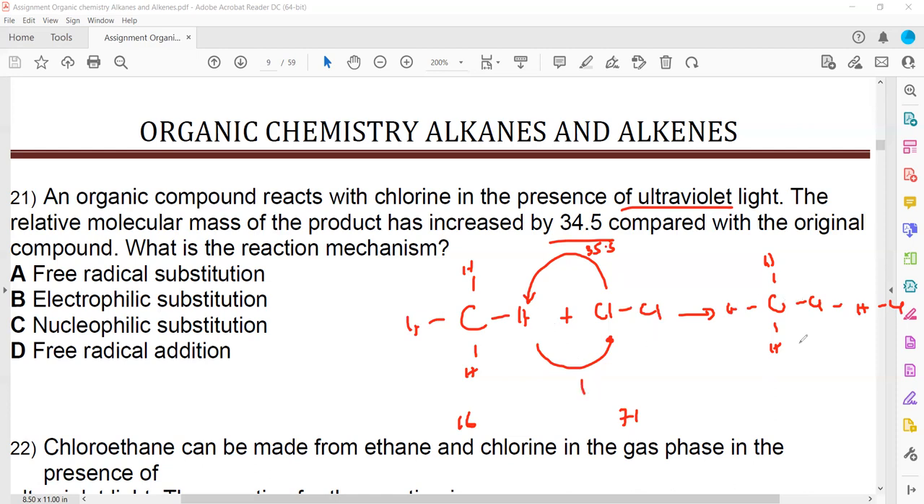So what will be the total change in the mass? The total change in the mass will be 34.5. Or you can also work out the total mass of chloromethane, which is carbon 12 plus chlorine 35.5 plus hydrogen 1 times 3. So this will be 50.5. When you take the difference of 50.5 and 16, you'll find 34.5. It is a free radical substitution reaction, so A will be the right answer. Is it clear, this question 21?